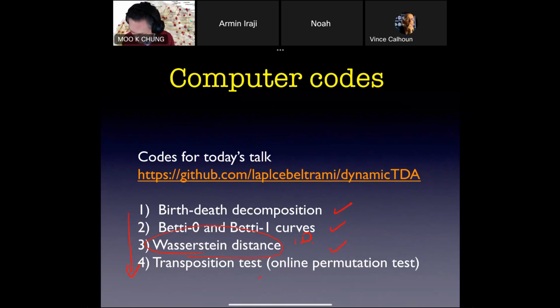So you can do the topological inference through a permutation test, but our permutation test is an online version, which means it's scalable. You can compute it really fast. 100 million permutations take 100 seconds. I don't think you can compute this any faster than our approach.